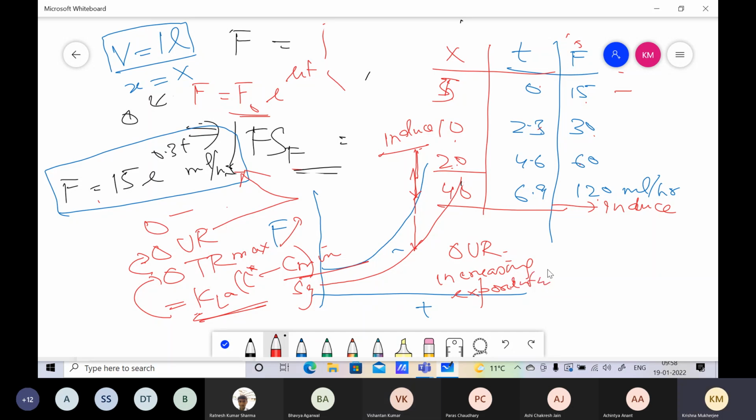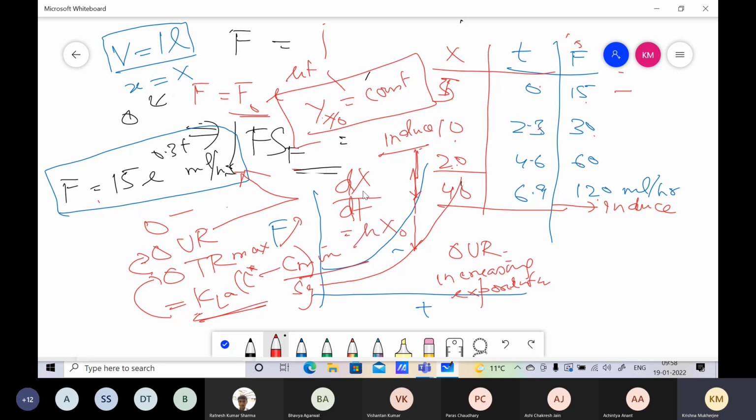Yes, sir. But after all, there is something called Yx by O, which is also a constant. And we can derive it by stoichiometry. I hope you would have done it in your bioprocess course. So as X increases, your oxygen demand also increases because your dX/dt is increasing, right? Because it is equal to mu into X, and mu is a constant and X is increasing. So X is equal to X naught e to the mu t.